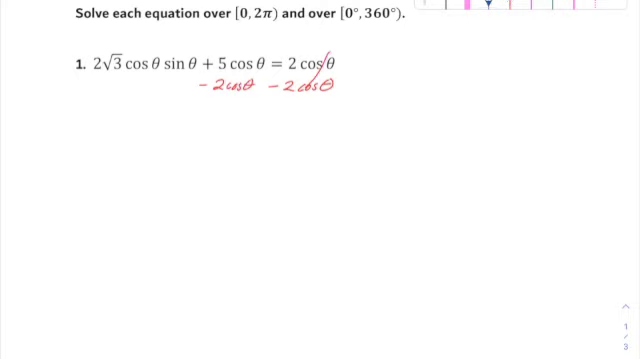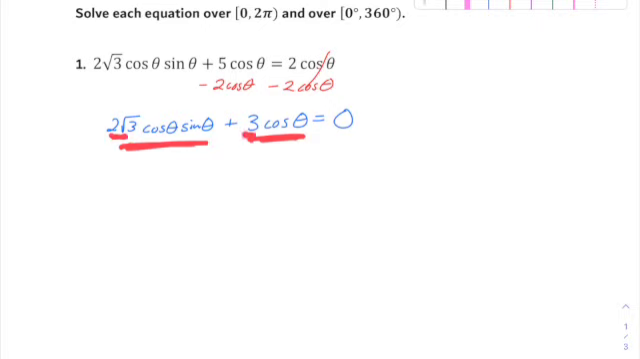So my new equation is going to say 2 root 3 cosine of theta sine of theta plus 3 cosine of theta, when I combine those like terms, equal to 0. So equal to 0, now we're ready to factor. And maybe it's trig, but it's the same principles as with polynomials and variables. What can I take out that each of these two terms has in common? And 2 root 3 and 3, no common factors for the coefficients, but they each have a cosine of theta.